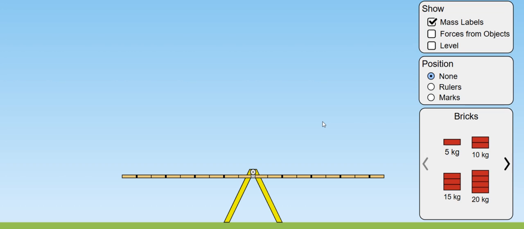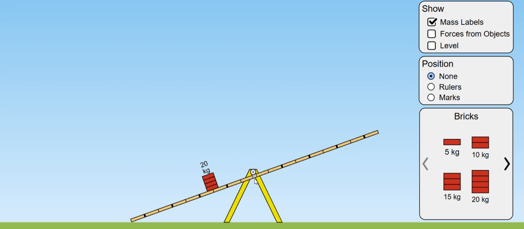Today I'm going to be telling you everything about moment. So, moment is the turning effect of a force about a pivot. A pivot is the point around which something rotates. So if I take this 20 kg brick and I place it right here, the pivot is this point, because this is what the seesaw rotates around.